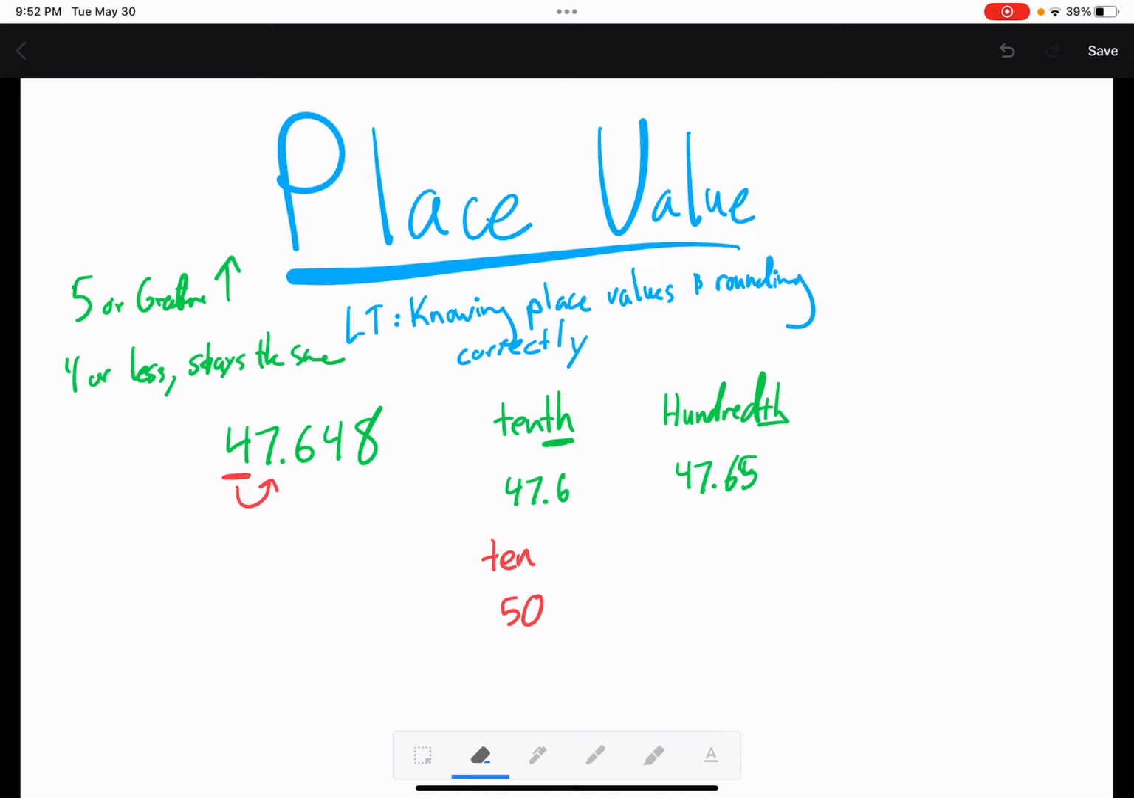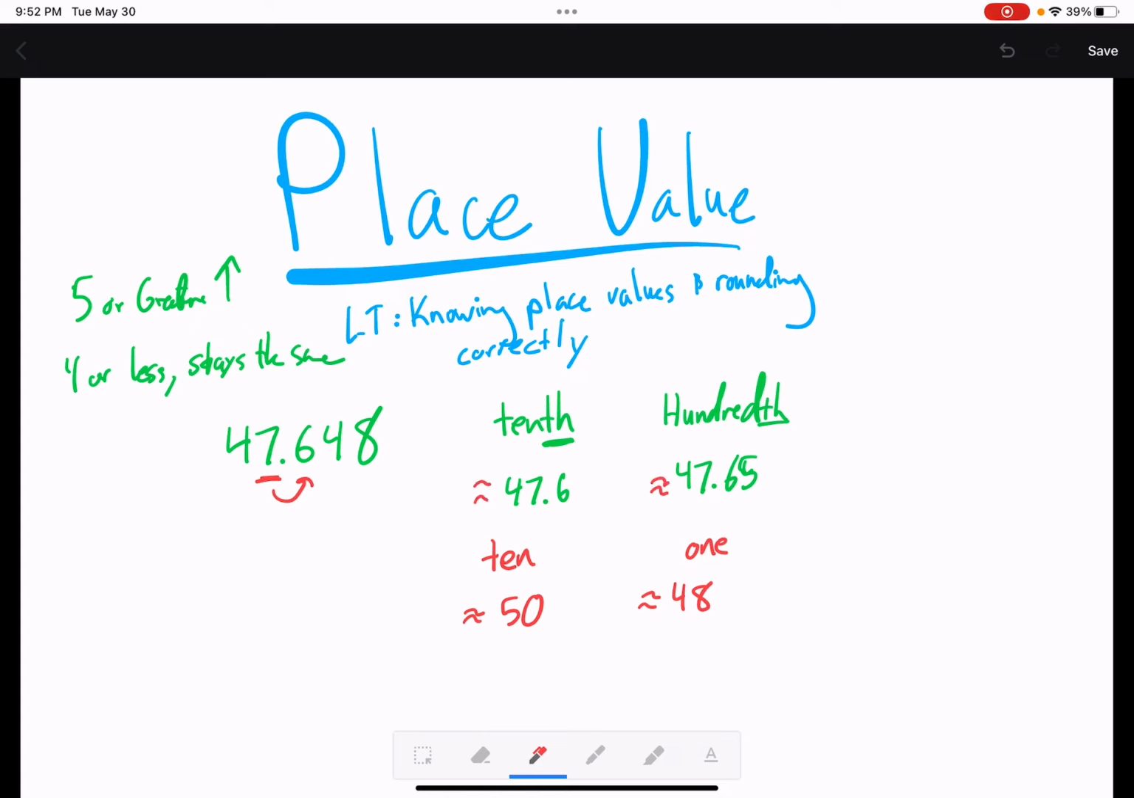And then let's just say I want to round to the nearest 1. What that's going to be is I've got to look at the placeholder, which one is the 1, and that is my 7. I look over to the next one. It's 6, which is greater than 5, so that means I bump it up. So it's going to be 48.